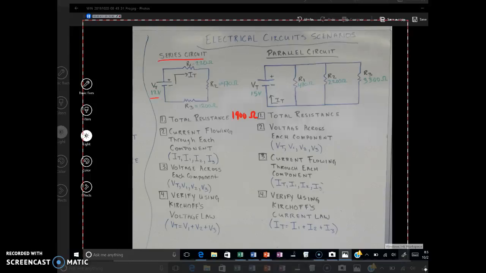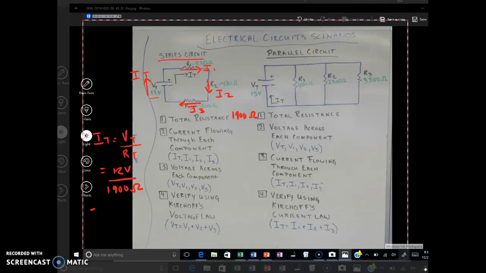If we remember Ohm's law, I total is equal to V total divided by R total. So if we solve the current, basically what we're doing is solving the current coming through this battery source here. This is IT, and that's going to equal the current going through this resistor, this resistor, and this resistor. We know VT is 12 volts. We also know RT because we just solved for that. That was 1900 ohms.